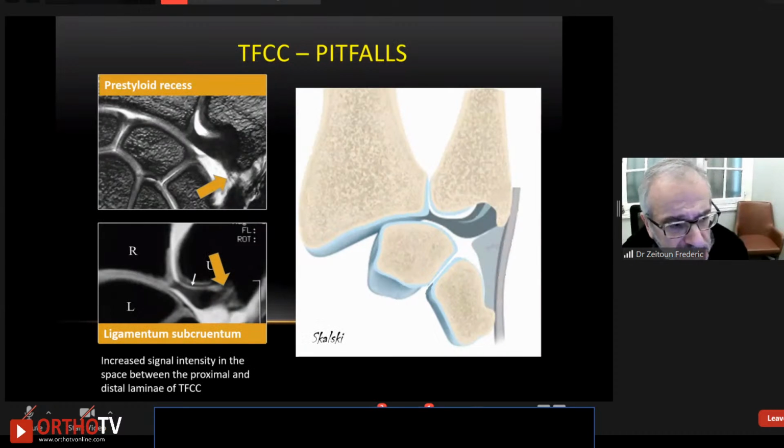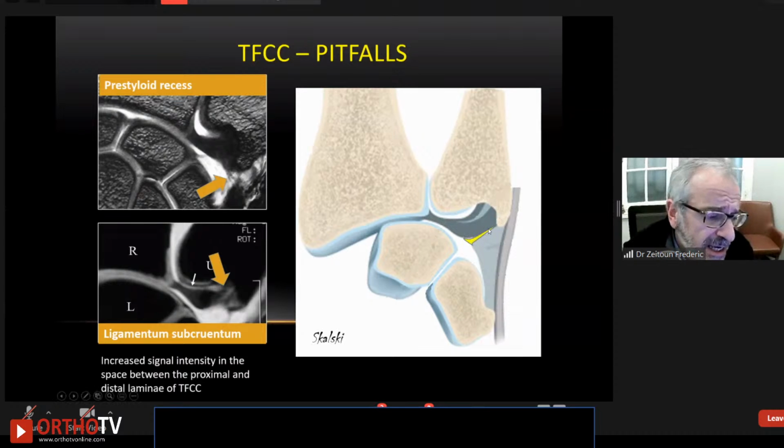You may know that there are some pitfalls, in particular the ulnar pre-styloid recess. It's a little recess between the styloid insertion of the TFCC and the meniscus, a little recess here. And you can see on MRI this recess as a hypersignal.